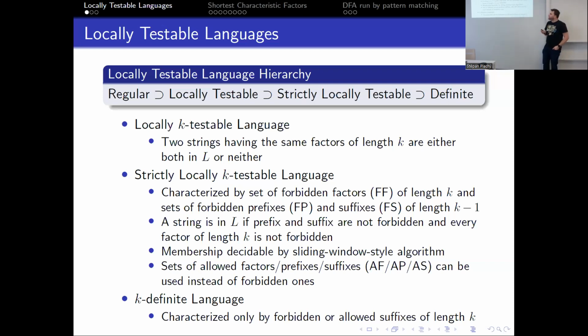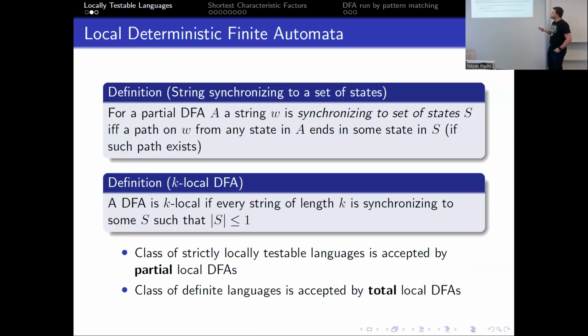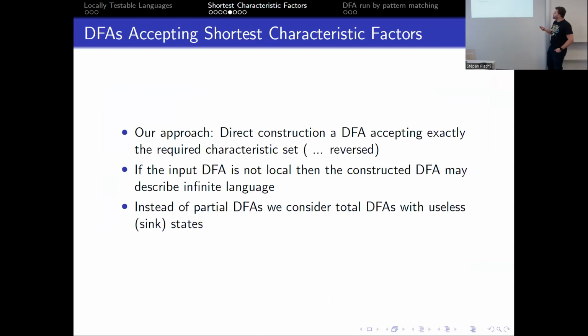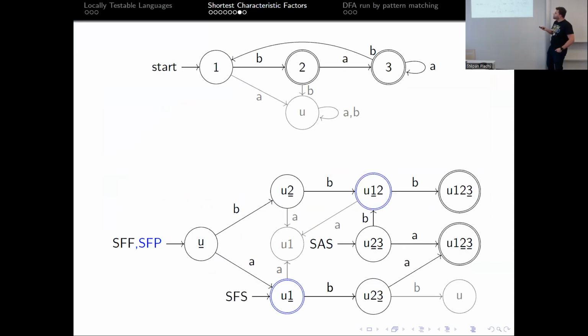But one good thing about our approach is that if we do this construction, then the useful part of this automaton is going to have size proportional to the size of the output. So if the set is small, this automaton is going to be small as well. Yes, that's right. Perfect.